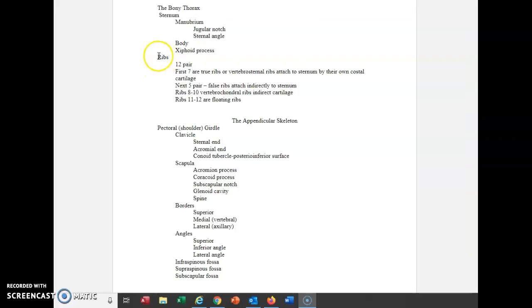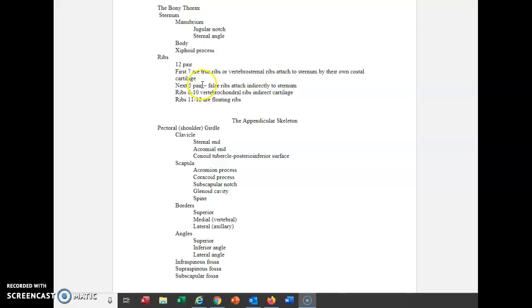Now let's talk about the ribs. We said there were 12 thoracic vertebrae, and there are 12 pair of ribs. Now again, it's not a one-to-one connection, one rib per one vertebra. Some ribs actually attach to more than one vertebra. They overlap at those costal facets, but nonetheless, they do kind of match up, at least as far as the numbers are concerned. So when we look at those ribs, we'll notice that the first 7 are called true ribs, or vertebrosternal ribs, and they attach to the sternum, as it says, by their own costal cartilage.